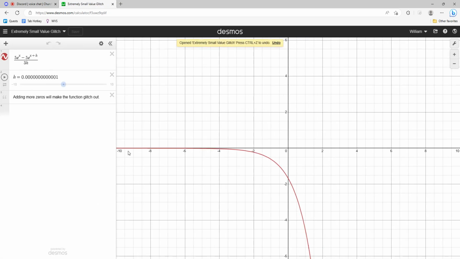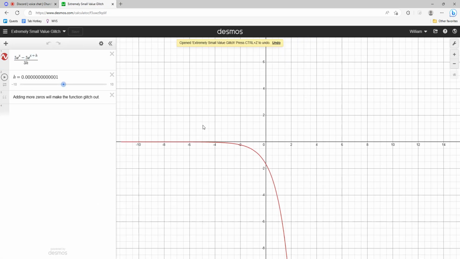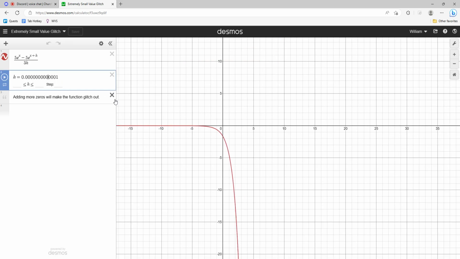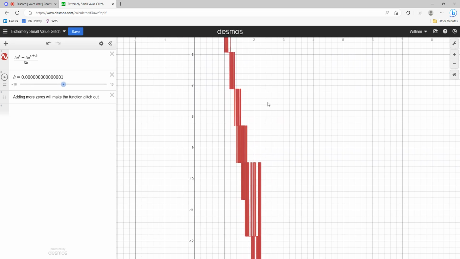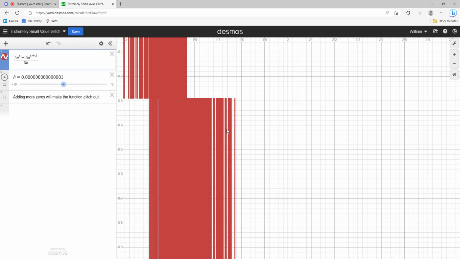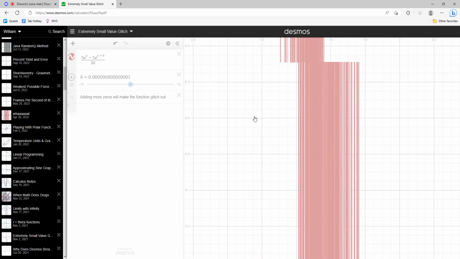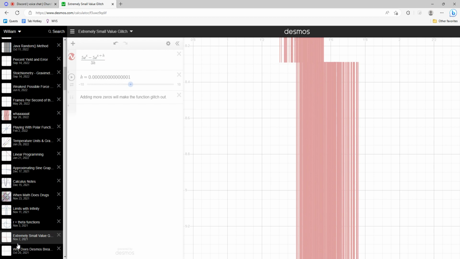Extremely small value glitch. Let's see what we got. Okay, adding more zeros will make the function glitch out. Let's see. So first, what does it look like? It's pretty much the same. Oh god. Yeah, that's definitely not how the graph is supposed to look. Again, it's interesting, but it's pretty obvious why it happens.